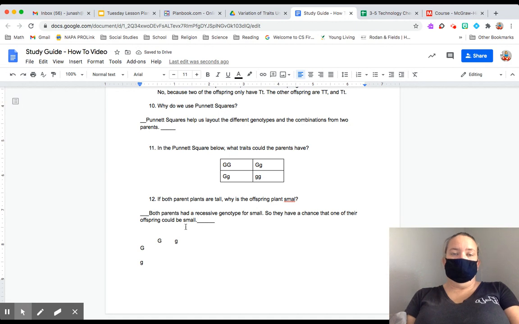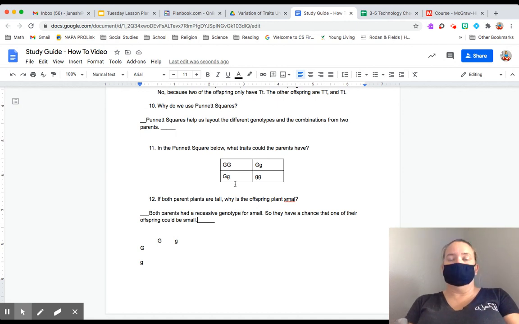The breaking down of the parent genotypes is just a matter of making sure that as you use each letter, you cross out what you've used. But the biggest thing is just because mom and dad are tall doesn't mean everyone's going to be.